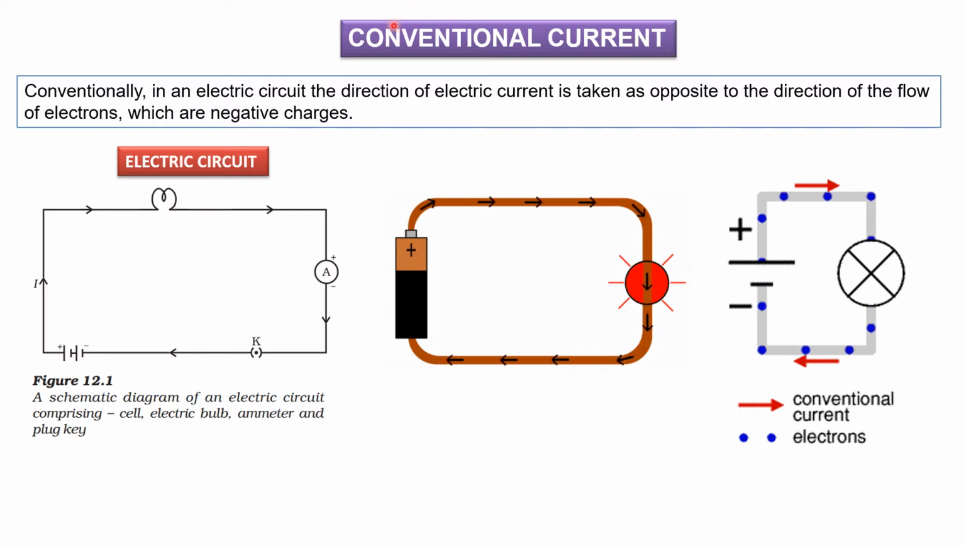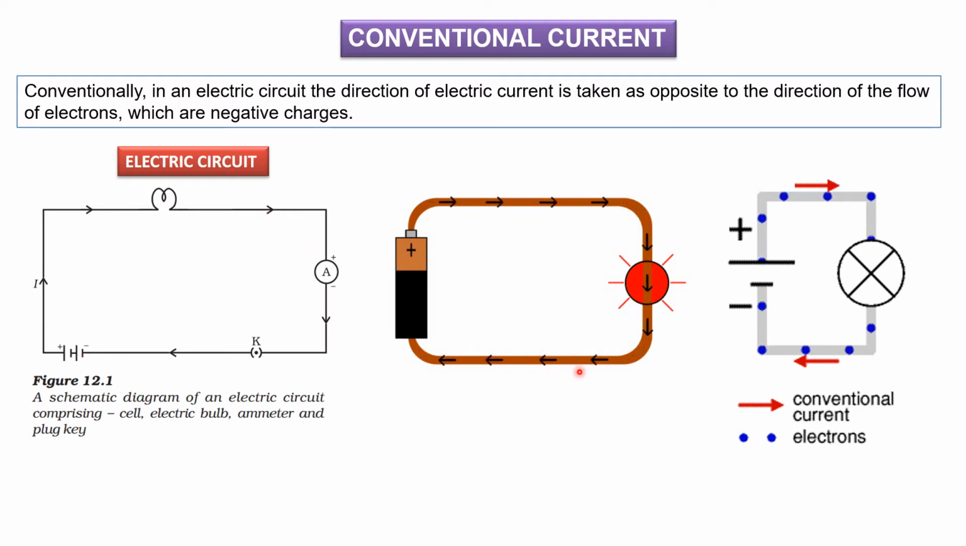So this is conventional current. That means the flow is from positive to negative. See here, think that the flow of current starts from positive and comes to negative. This is the flow of current. The current direction is always represented by I with an arrow here. So the current flows from positive to negative.